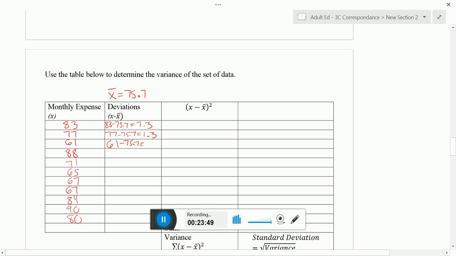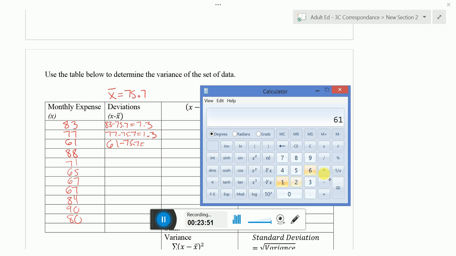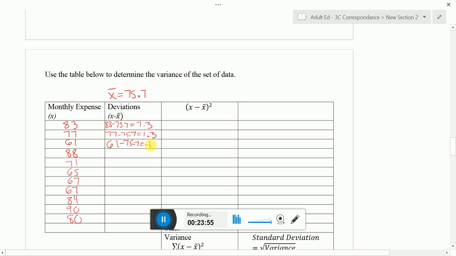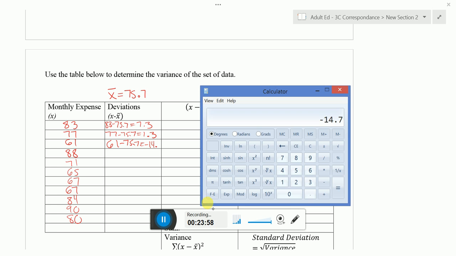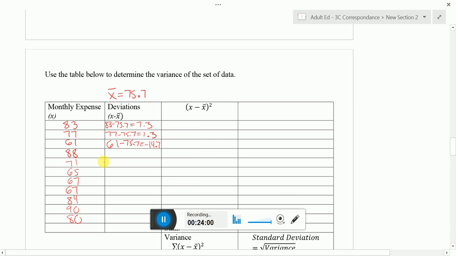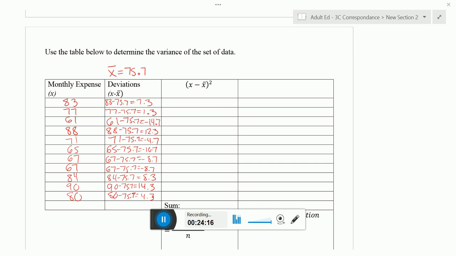Now you'll notice if your number is below your average, then that deviation is negative. If that number is above the average, that deviation is positive. So we're just working through this. So I've found all the deviations, I found the differences each point is away from the average.